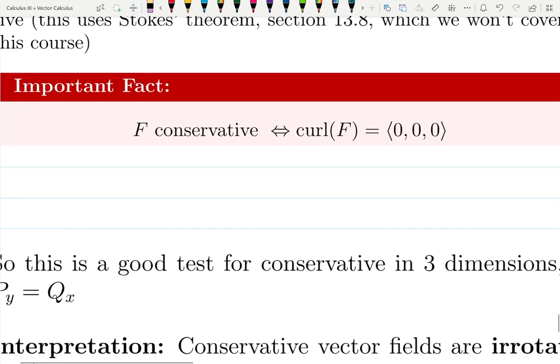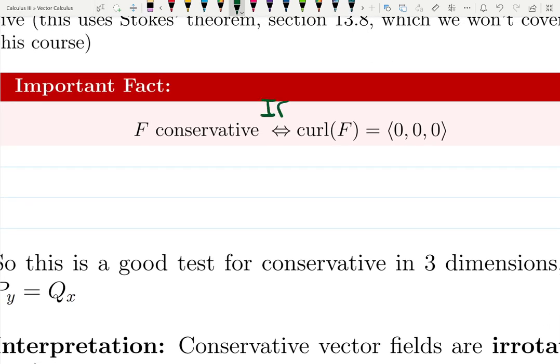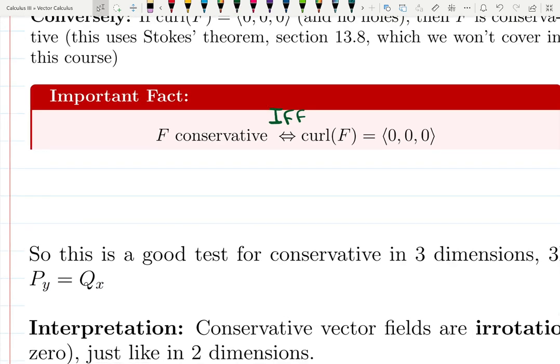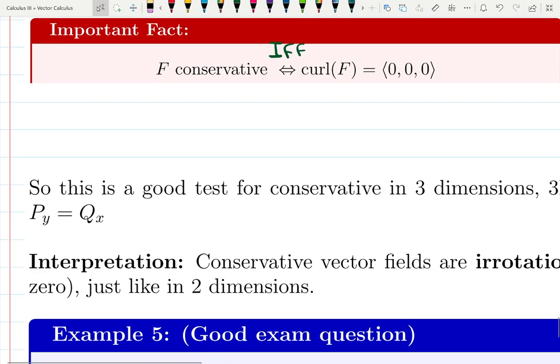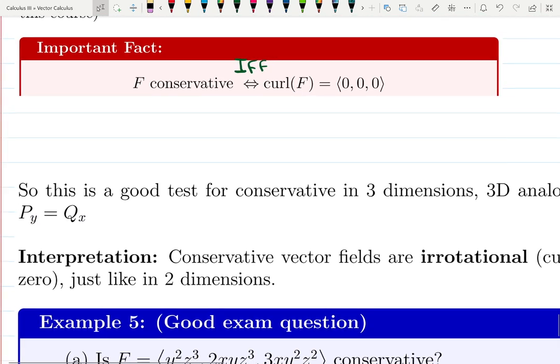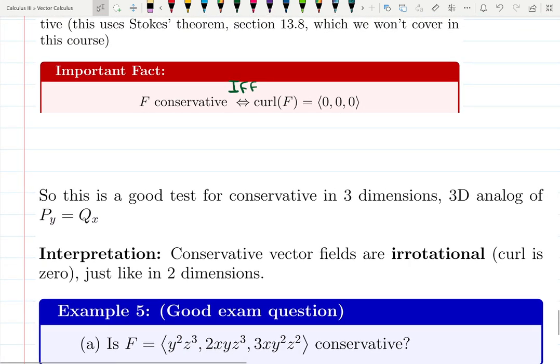F is conservative if and only if. That means it goes both ways. If curl gives you 0, 0, 0, conclusion, F is conservative. And vice versa. If F is conservative and you already know that, then you can assume that curl gives you 0, 0, 0. No rotation in any plane. This is a good test for conservative in 3 dimensions, an analog of what we had before.